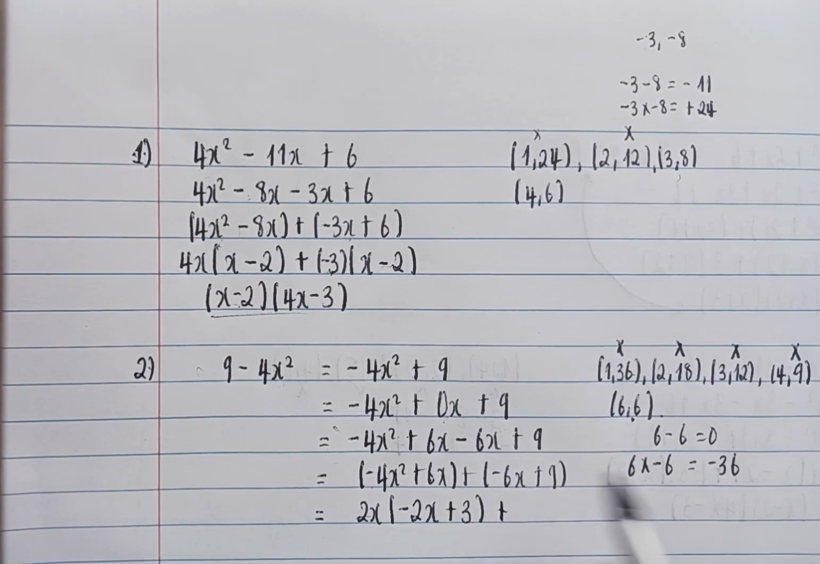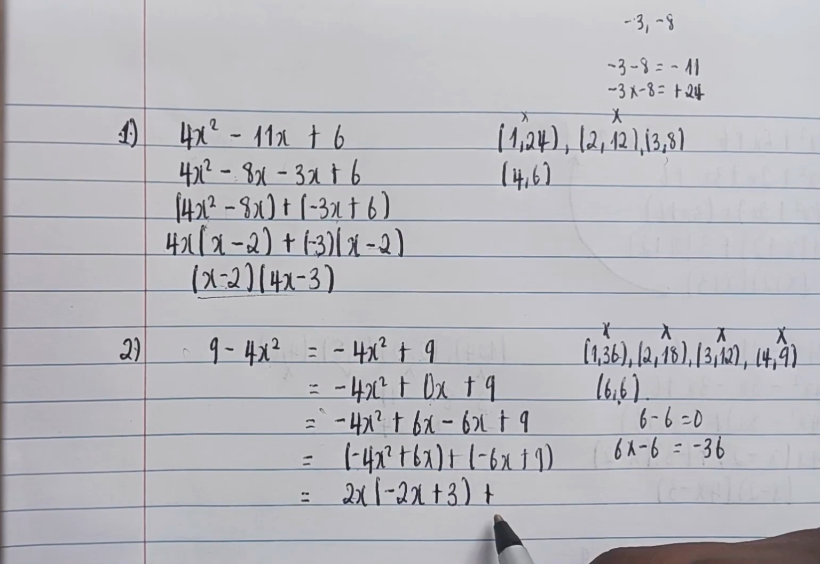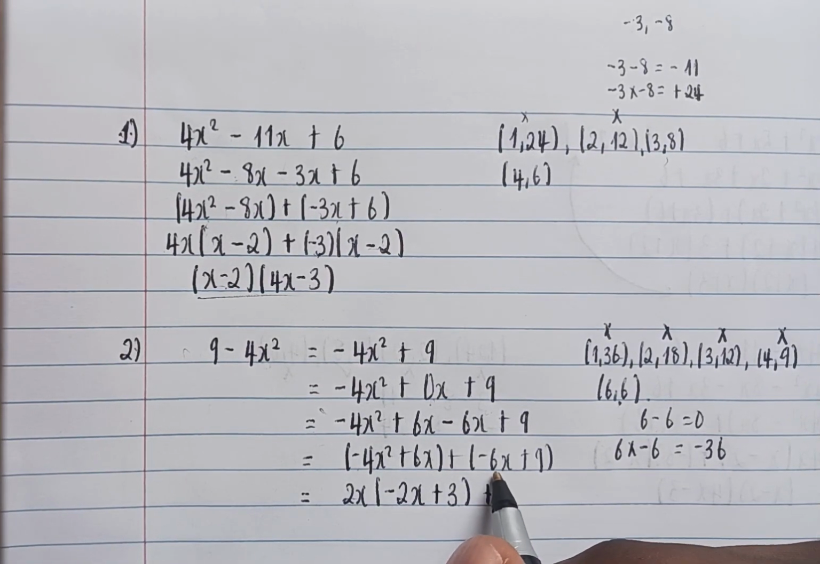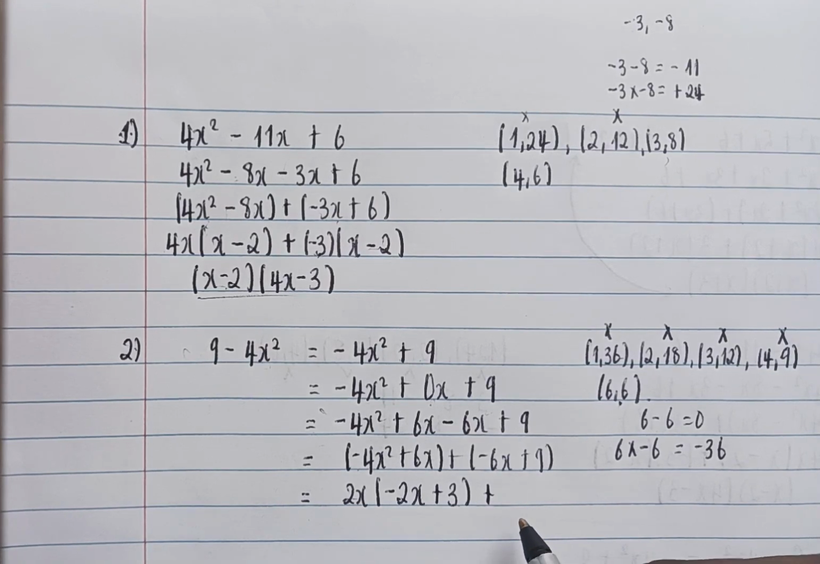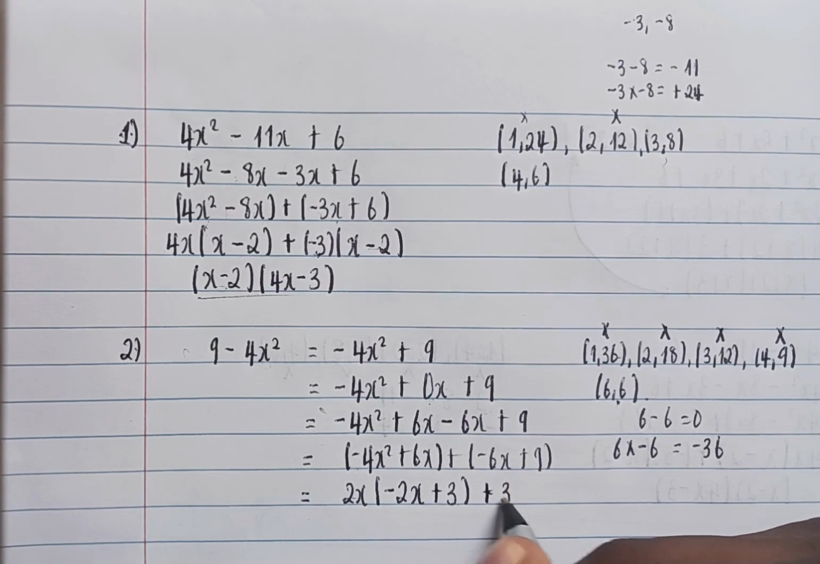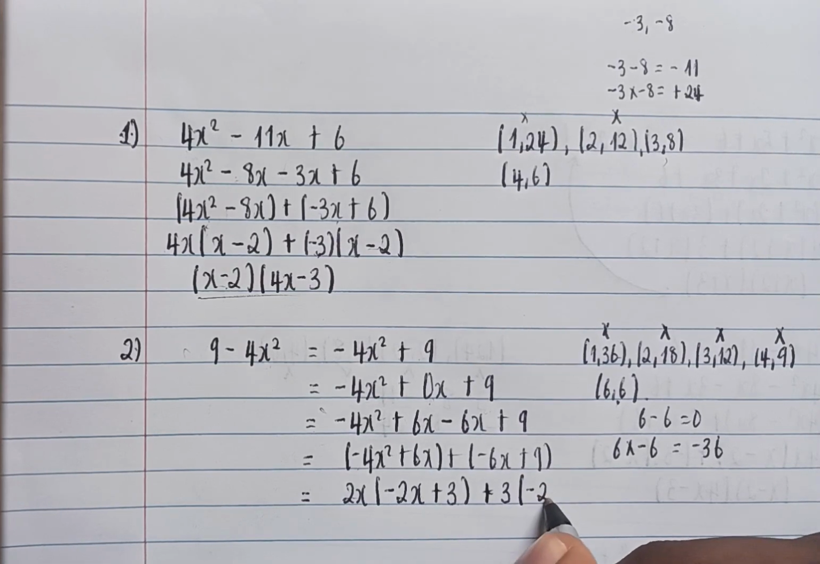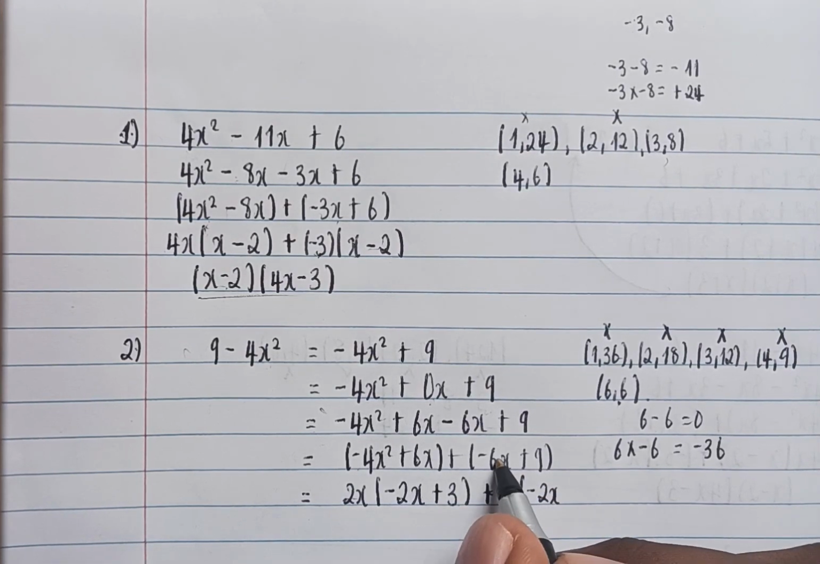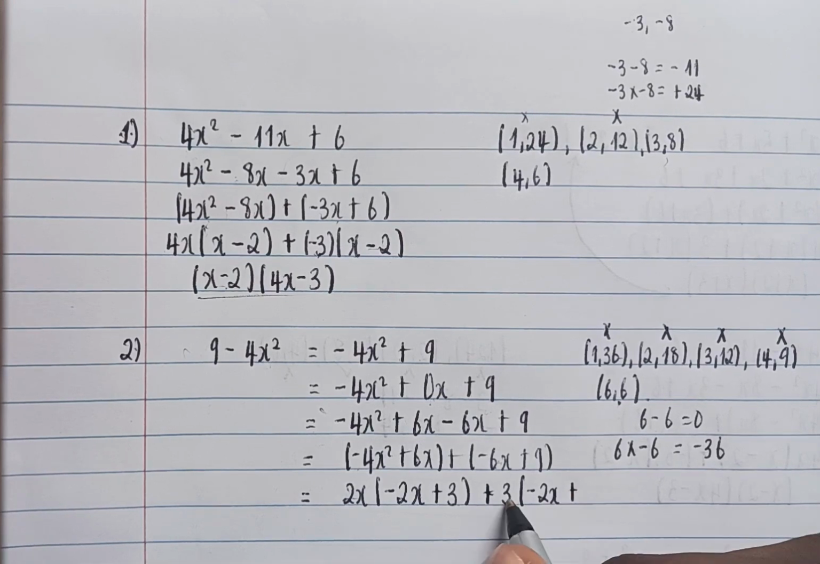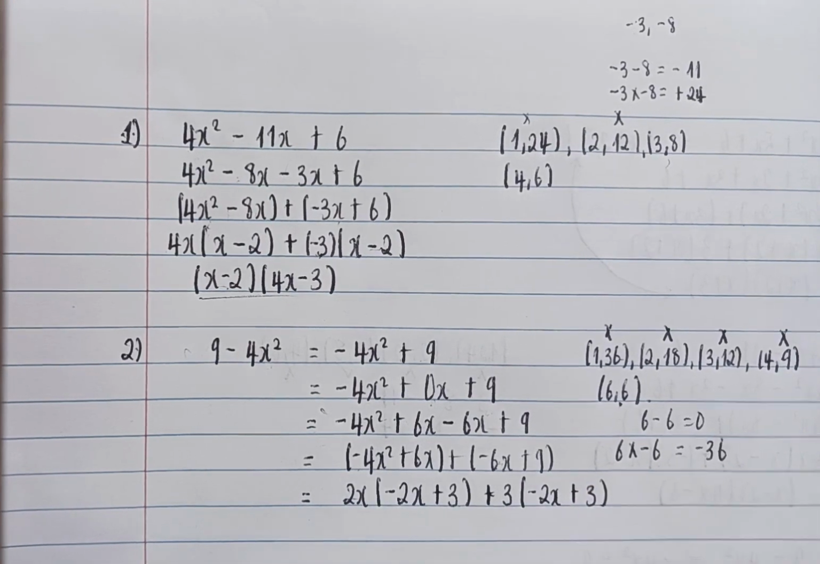Plus, for this one, I do the same thing. I know that the common factor between 6 and 9 is 3. So I can factor 3 out. I have 3 into negative 2x. 3 times negative 2x gives negative 6x, plus 3. 3 times 3 gives 9.